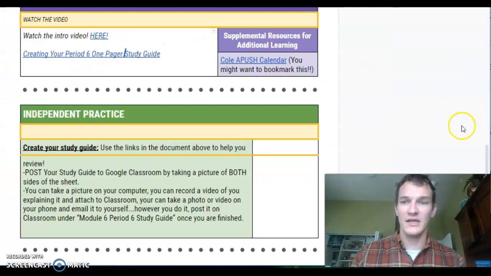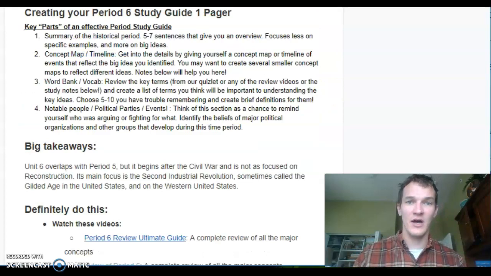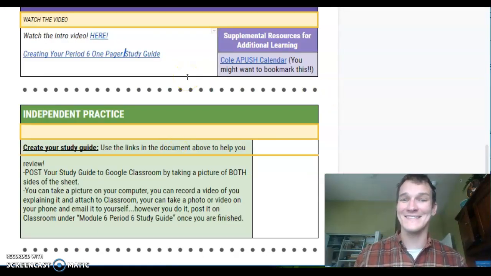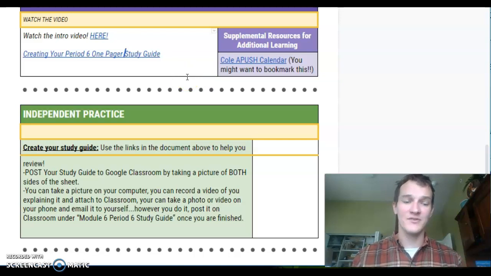So again, just as a quick reminder, you go here, you click on here. It's going to tell you how to make your study guide. You're submitting that study guide, a picture or a video of it on Google Classroom. That is due on Friday. But if you get it to me earlier, I can also give you some feedback on it. Like, hey, what's some stuff that is missing in that feedback?